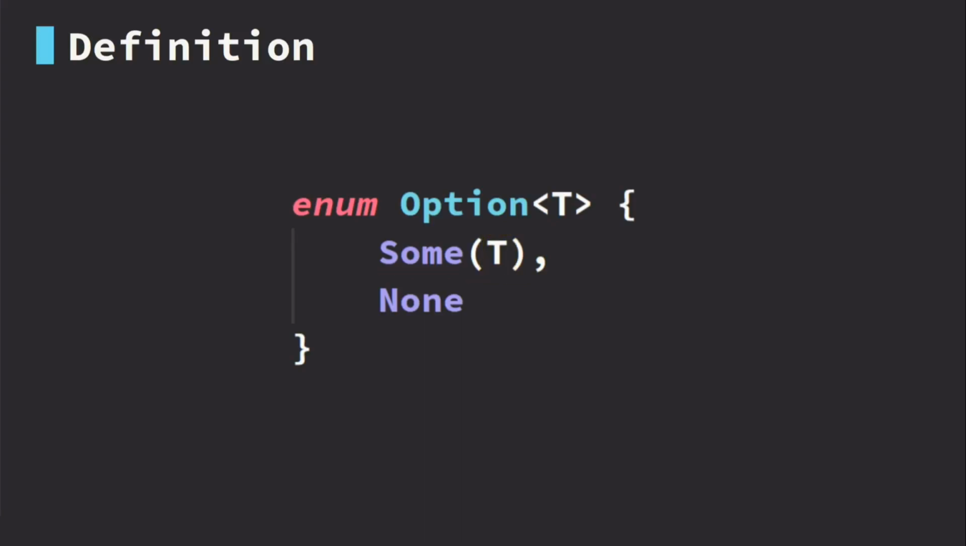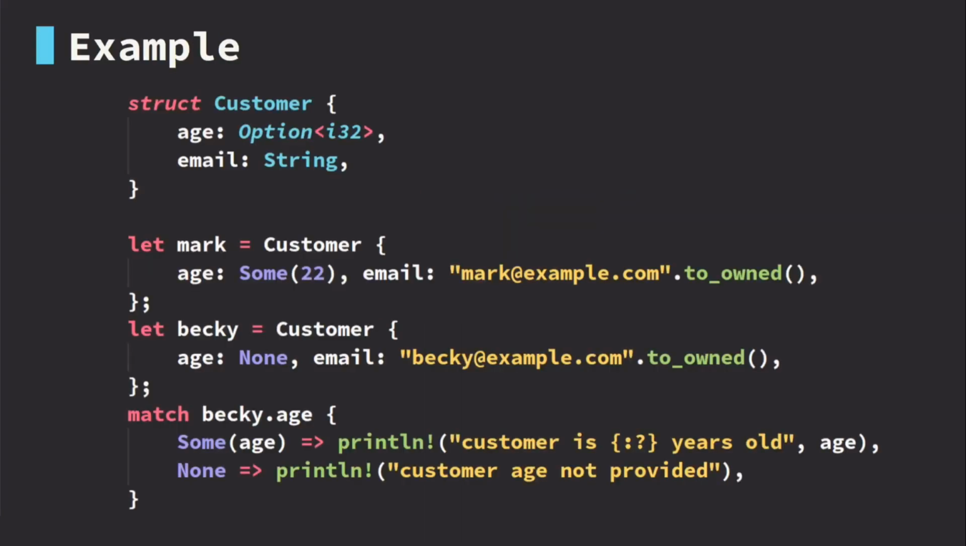Let's take a look at an example so we can see how this works. Here we have a structure named Customer. They have an age and an email. The age is optional data, and the data type, if they provide it, is a 32-bit integer, and the email is simply a string. So this structure may be used if they submit for an email newsletter and they didn't provide their age, for example.